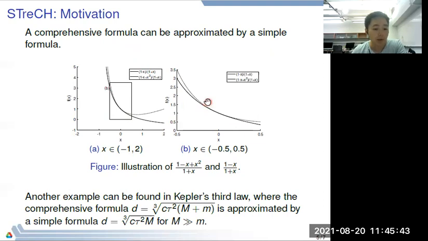And the same thing happens in real applications. For example, Kepler's third law: there's a comprehensive version here and a simple version here. And the only difference is that large M becomes large M plus small m. So what it says is we can find the simple form first and then find the comprehensive version from the simple one. That is the main motivation of this new approach.